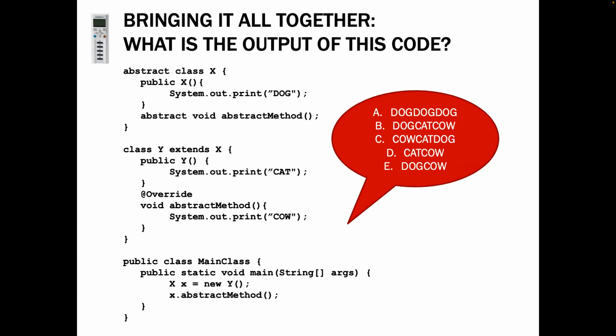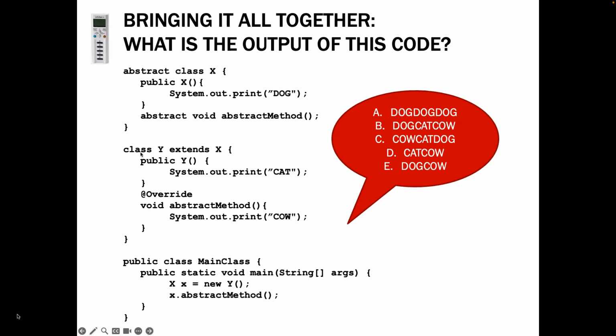Okay, let's start reading this code. All right, here we have an abstract class X, so X cannot be instantiated. We know that just by reading its declaration. We can also see it has a no-arg constructor that prints dog. So whenever an X is created, dog is going to be printed. And then we have another method here. This is a promise method. It's an abstract method. So any descendant of X, if it wants to be instantiated, needs to fulfill this promise.